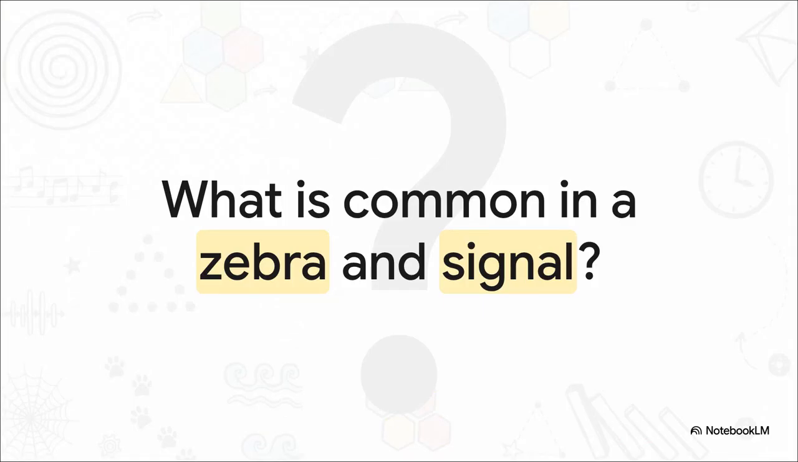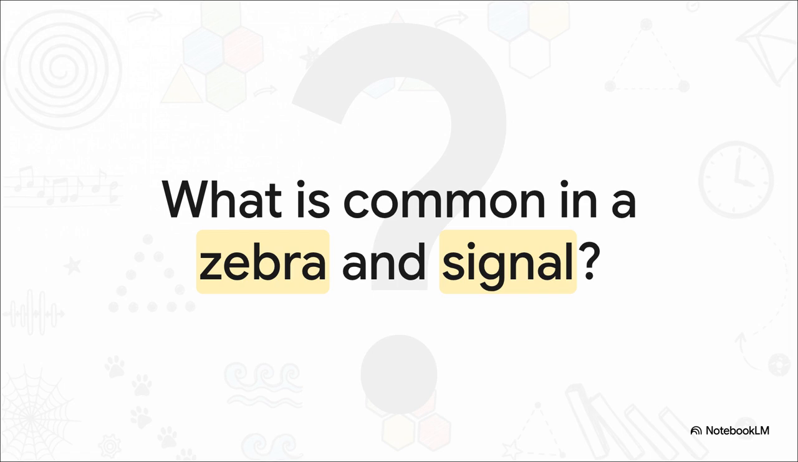So, to get those detective brains warmed up, I want to start by asking you kind of a weird question. What does a zebra and a traffic light actually have in common? Take a second, really think about it. Because, on the surface, a wild animal and a city street signal seem totally unrelated, right? But if you look just a bit closer, both of them actually follow a highly predictable sequence.